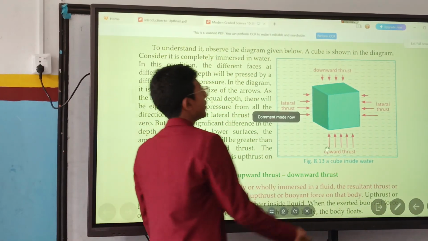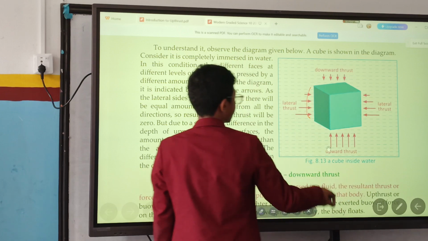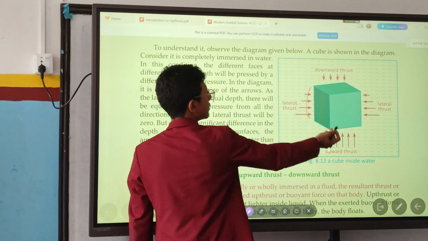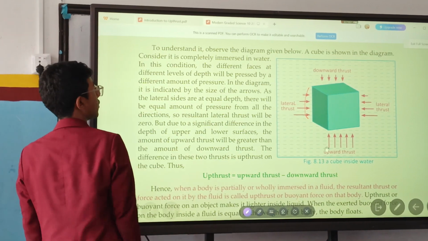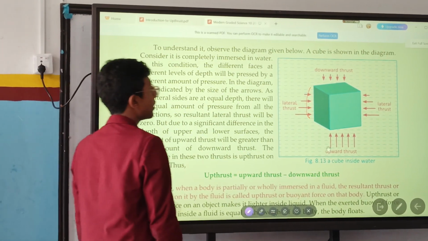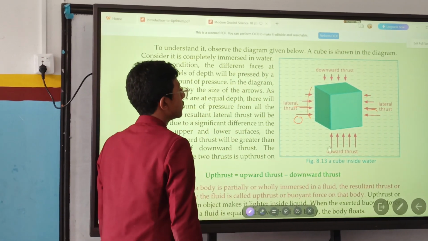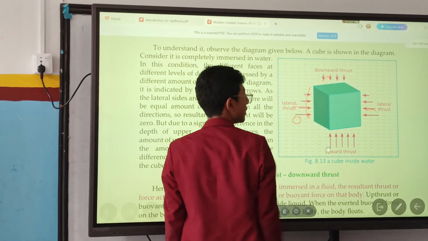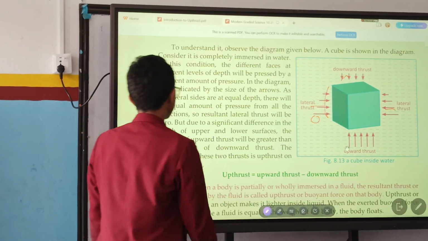In this figure, there is one cube. In this cube, arrows show the lateral thrust, indicated by the side arrows. As the lateral sides are equal, the lateral thrusts cancel and the net is zero. But downward thrust and upward thrust are different, so you can see the difference is significant.